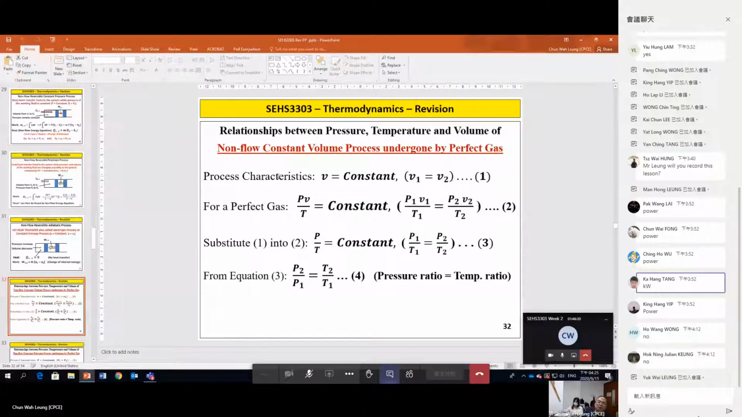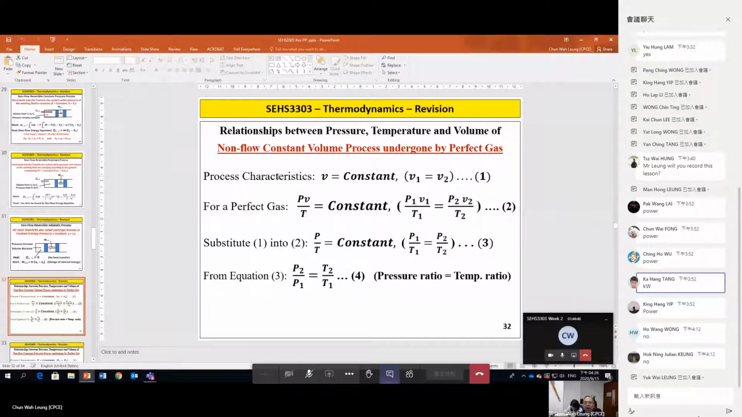Second equation: it is a gas. Therefore, the second equation is the gas law, that is always PV over T is a constant value. Now, this is a gas, therefore PV over T is a constant value. This is the second equation.